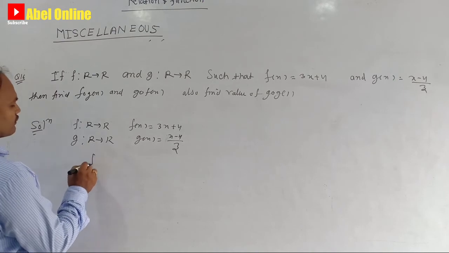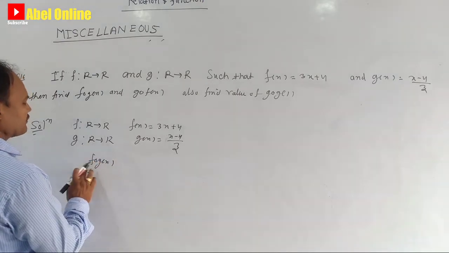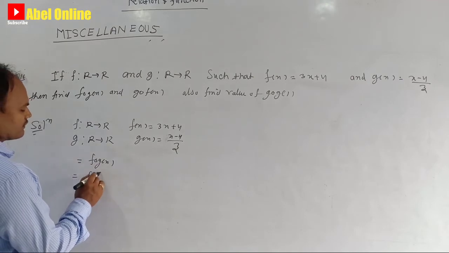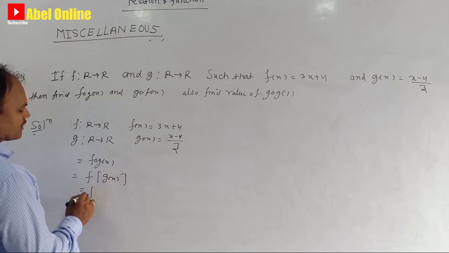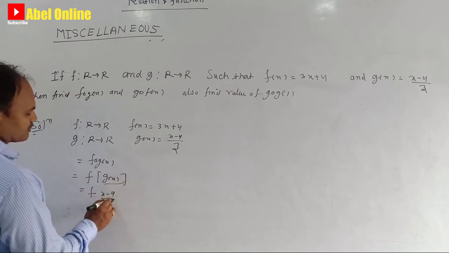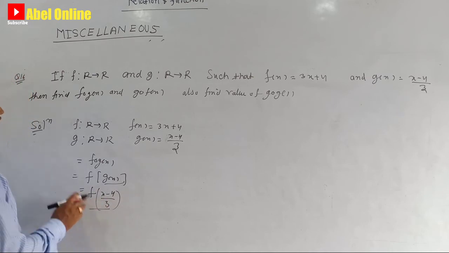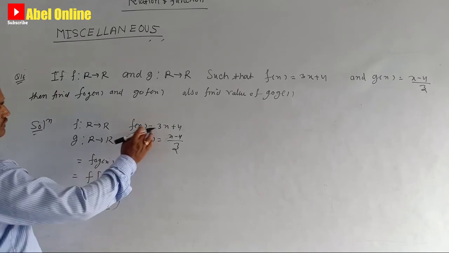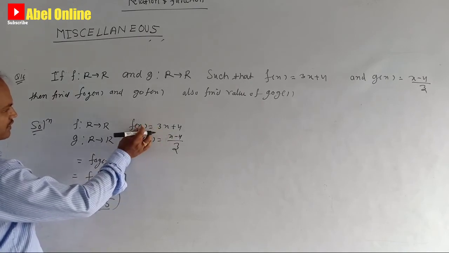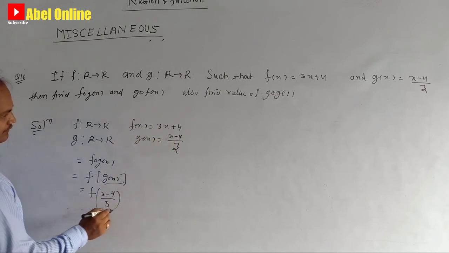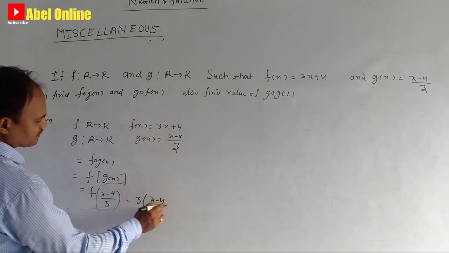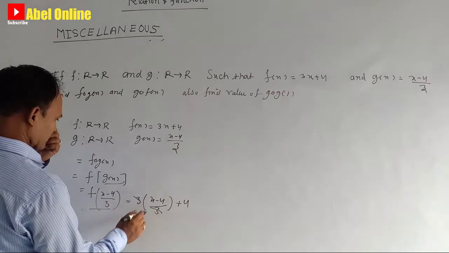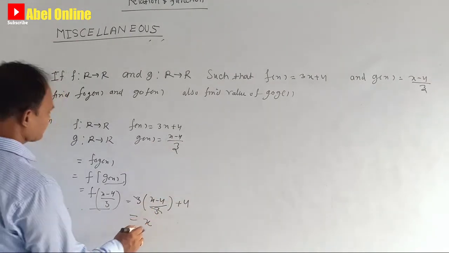Now we are going to find fog x. We know very well how to find the value. The value of g of x equals x minus 4 by 3. So what is the value of f of x? f of x means 3x plus 4. Where there is x, we write x minus 4 by 3. So it is 3 times x minus 4 by 3 plus 4. The 3 is cancelled by 3, the 4 is cancelled by 4, so it is x.